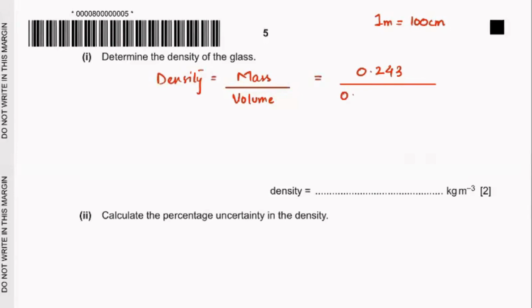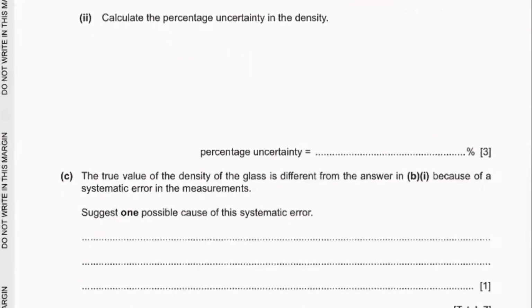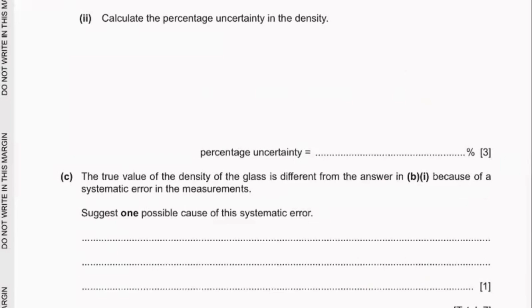5.41 will be 0.0541 into 0.1109 into 0.0162. So simply put this into your calculator and you will get the answer 2500 kg per meter cube. Moving on to the next part, calculate the percentage uncertainty in the density.